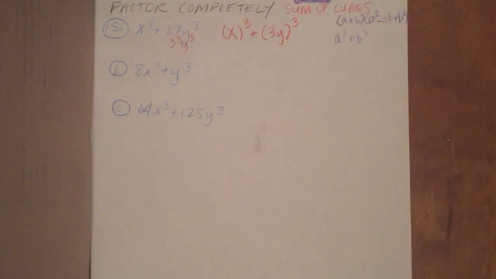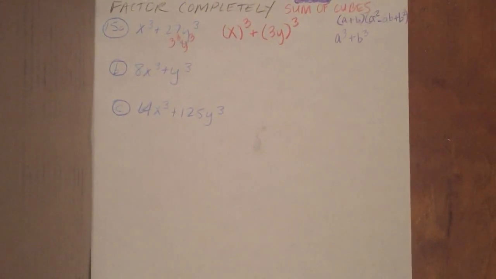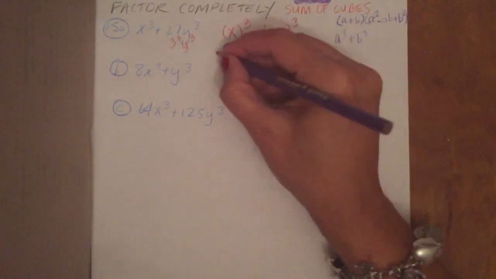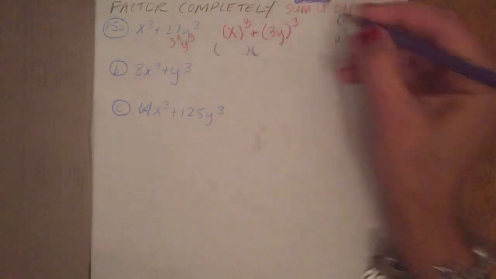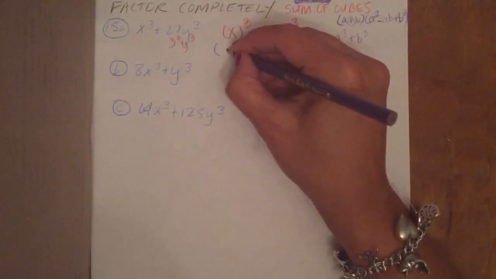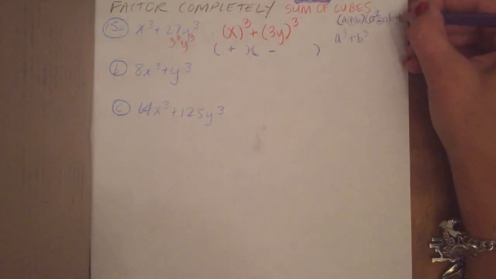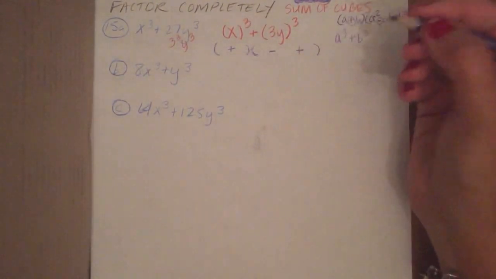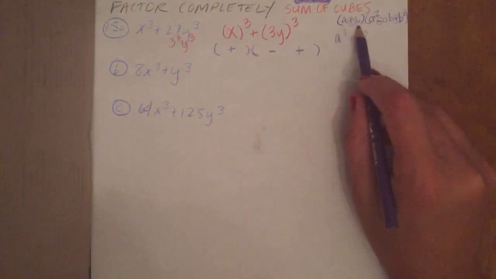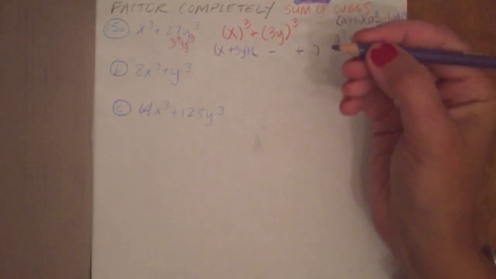So what's happening is we're actually creating a pattern of factors based on knowing our bases, what it is we're actually cubing. So let's look at this one and let's plug in. It's a sum of cubes, so I know I'm going to have my two factors. I know I'm going to have a plus here. I know I'm going to have a minus here. And I know I'm going to have a plus here, because it's a sum of cubes. The difference of cubes is a little bit different. A plus b. What are the two things I'm cubing? X and 3y. So that's what goes here.